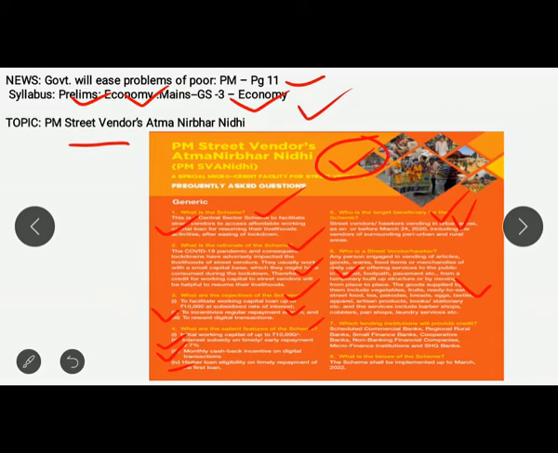Now look into the lending institutions. They are scheduled commercial banks, regional rural banks, small finance banks, cooperative banks, NBFCs, that is non-banking financial companies, microfinance institutions, and SHG banks. So most probably almost every sector of banking comes under this scheme. And the scheme shall be implemented up to March 2022. So that's all about PM Street Vendors Atmanirbhar Nidhi. Let us move on to the next article.